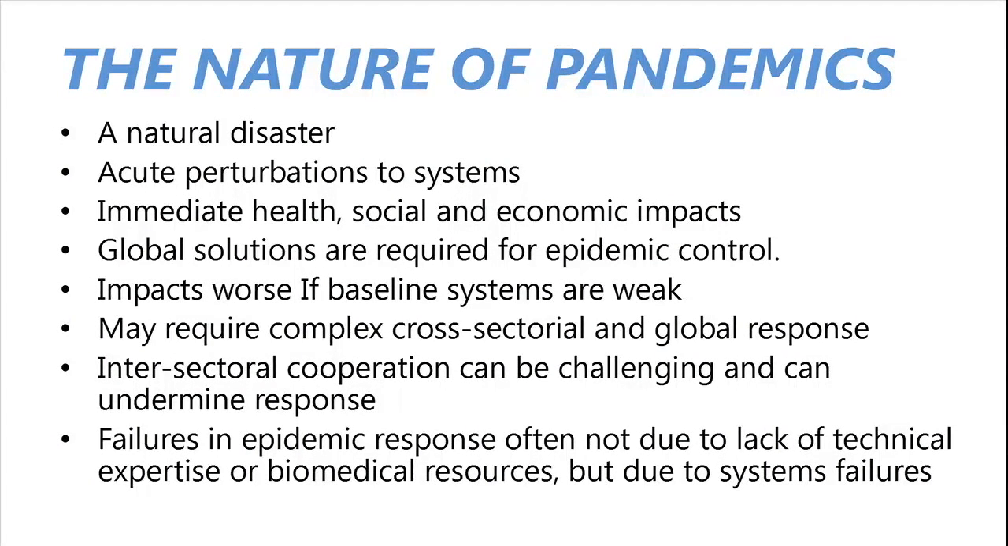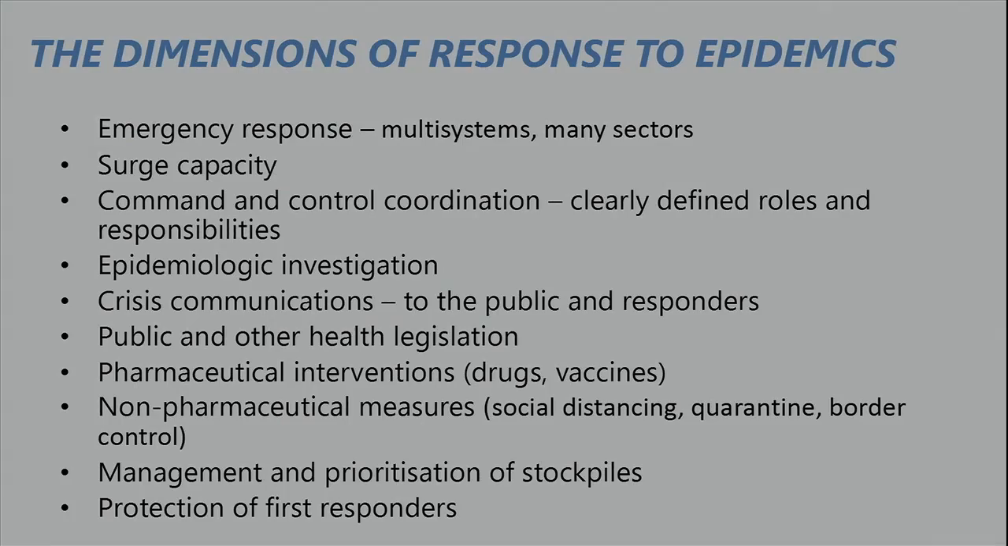They cause acute perturbations to systems. They have immediate health, social, and economic impacts, and you need global solutions to deal with them. The impacts, of course, are worse where the baseline systems are weak, as we saw in West Africa with Ebola, and they generally require complex cross-sectoral responses. But intersectoral collaboration can be challenging and can undermine those responses. Time and again, we see that failures in epidemic response are not biomedical failures or failures in technical expertise. There's plenty of experts who flood to these epidemics. You get a peak in publications when epidemics occur. It's due to systems failures. It's system failures that derail things.